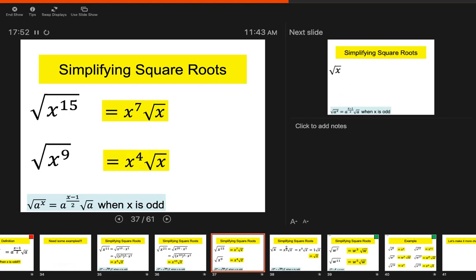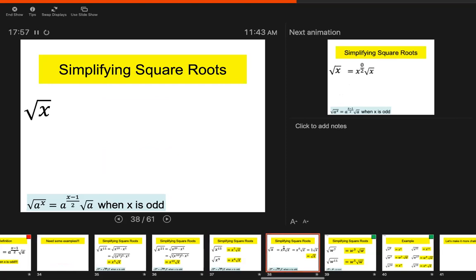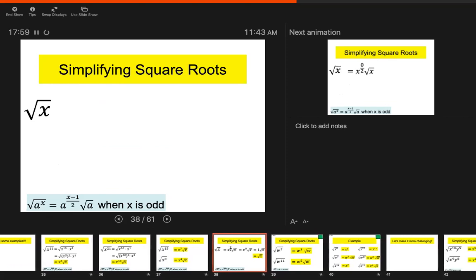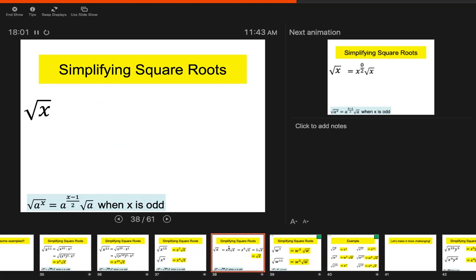Okay. Now there is one that's a little tricky. It's not really tricky, it's just weird. What happens when you try to take the square root of x if we follow the rule? Well, technically x is to the first power, 1 is odd, so we're supposed to subtract 1 and then take half of it. 1 minus 1 is 0, and 0 divided by 2 is 0. And anything to the 0 power is 1.